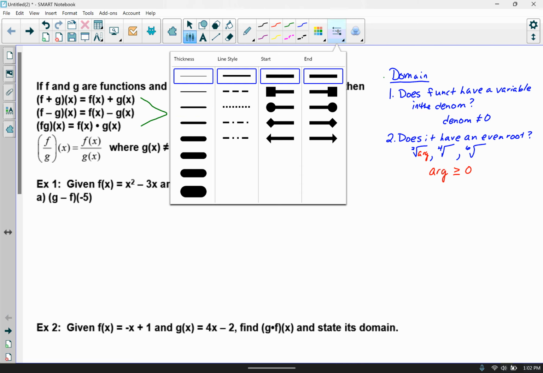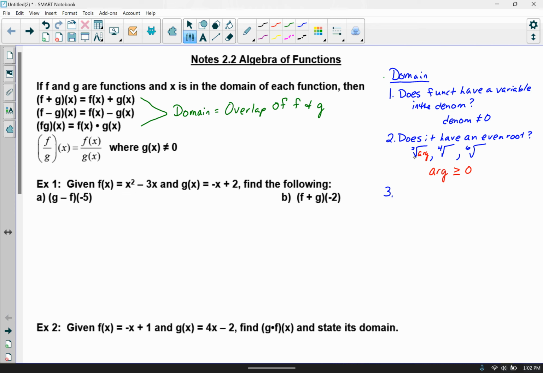And hopefully you recall then, if you answer no to both of those questions, then what's your domain? You recall, the domain is equal to all real numbers, negative infinity to positive infinity. Okay, so that'll be how we proceed with finding our domain. And again, that's just a recap, coming back from our previous unit.